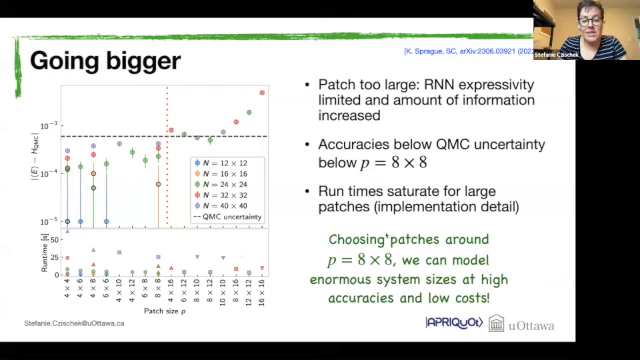But overall, what we find is that if we choose patches around 8x8 qubits, then we can model enormous system sizes. Again, they outperform anything that you can find in the literature these days. And we still stay at pretty low computational costs. So these simulations are really still very efficient.